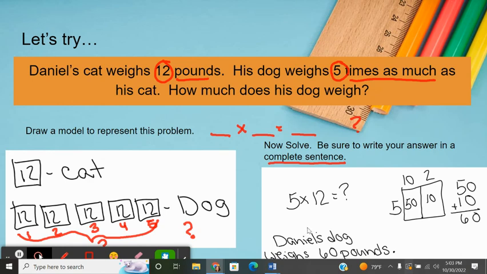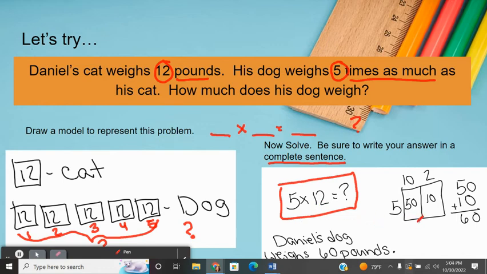All right, does yours look like mine? I have 5 times 12. That is my number sentence right here. 5 is the 5 times as much of what? Of 12, which is the 12 pounds.